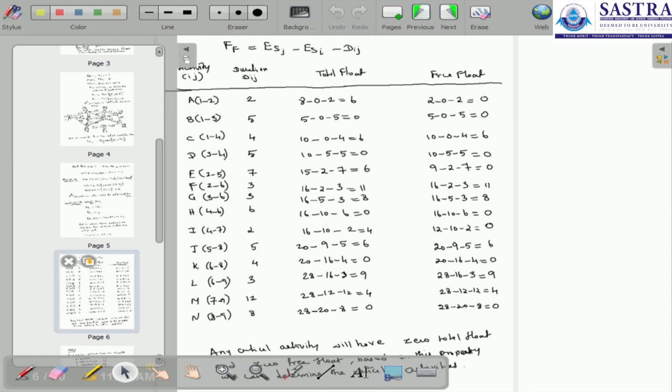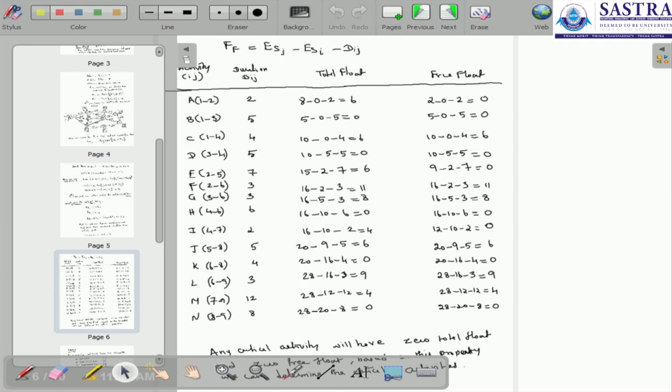For the activity C, we can do the same process: 10 minus 0 minus 4, which is equal to 6, 10 minus 5 minus 5, which is equal to 0, 9 minus 2 minus 7 equal to 0. For the F activity, it is 11, activity G, which is 8, and activity H, which is 0, and activity I, which is 0, and activity J, which is 6, and activity K, which is 0, and activity L, the free float is 9, and activity M, the free float is 4, and activity N, the free float is 0.